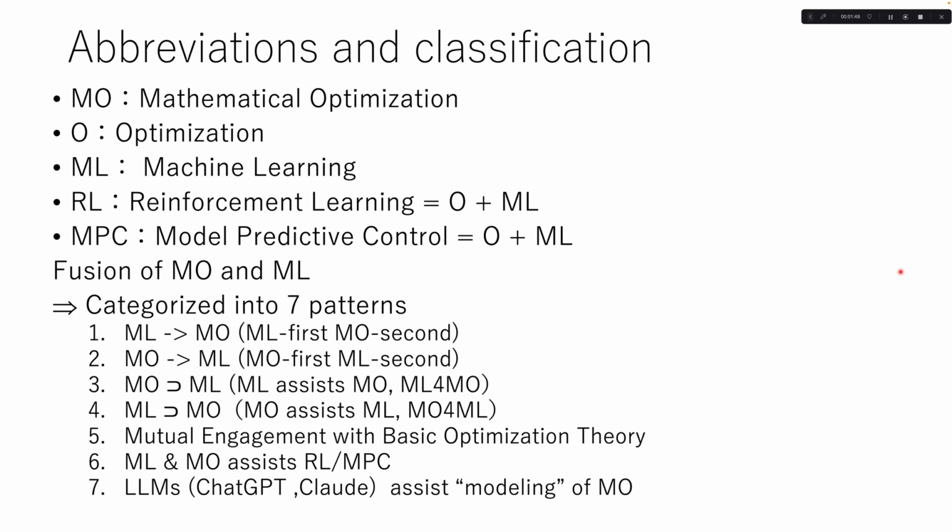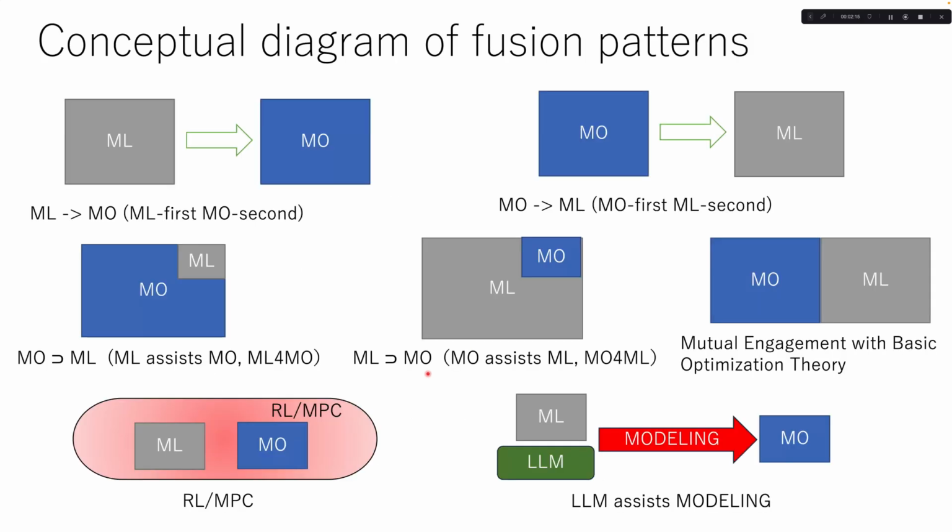Research on MOAI has rapidly advanced in recent years, akin to the explosion of ideas during the Cambrian period. The primary purpose of this lecture is to categorize and organize these studies. Here, I classify them into 7 patterns. This classification is provisional, and some research may fall into multiple categories. Please consider it as a guideline for organizing research. Let me explain the classification of fusion patterns using the diagram.